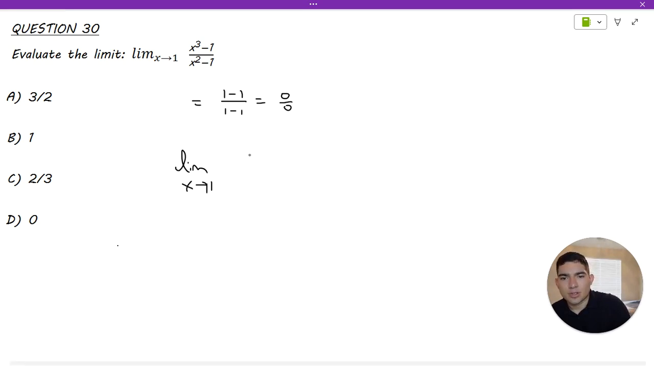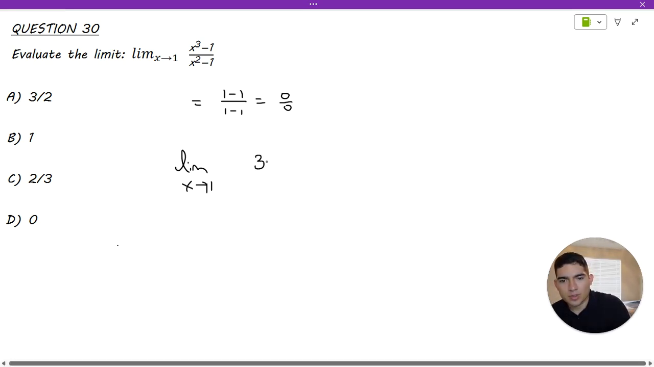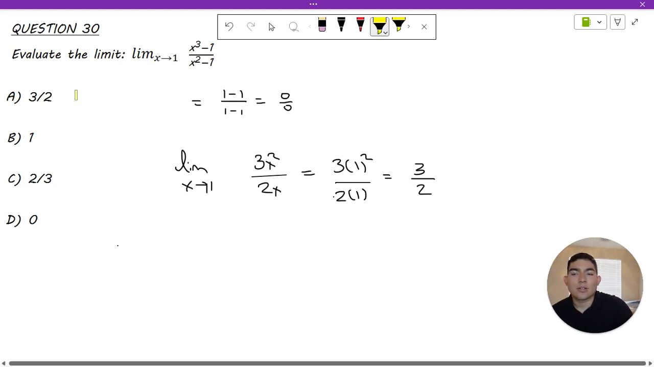In this case, the derivative of the top part is going to be 3x squared. And then the derivative of the bottom part is going to be 2x. If we plug in 1, we're going to end up with this, and that is going to give us a result of 3 over 2. Therefore, the answer to our multiple choice is going to be A.